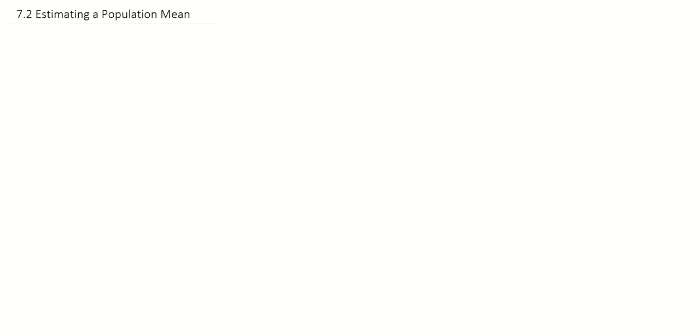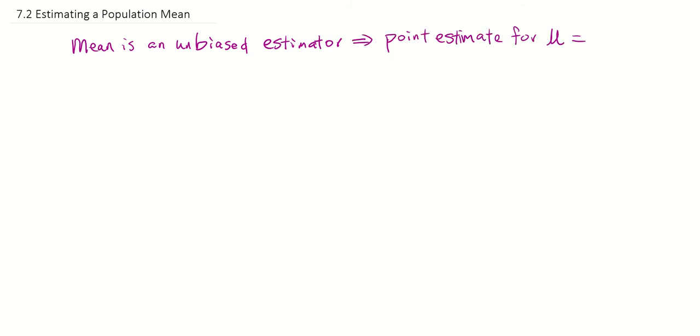This video is about section 7.2, estimating a population mean. In chapter 6, we studied that the mean is an unbiased estimator, which means the sample means target the population mean, so the best point estimate for the population mean mu is the sample mean x bar.